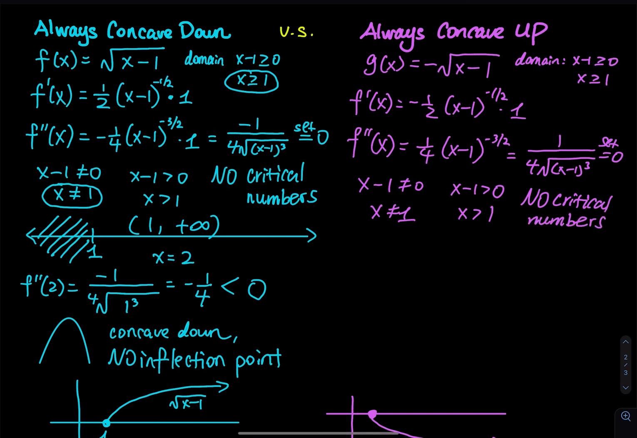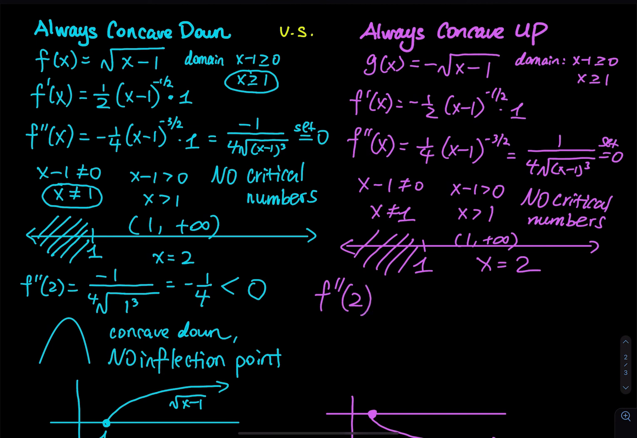So similar to the previous problem, we have a test interval. Let's save some space, so let's push the line a little bit up. So this is 1. And then we block this off because we don't want anything less than 1. So the test interval is from 1 to positive infinity, and our test value is x equals 2. And then f double prime of 2, because we are analyzing the concavity, so you have to ask the double prime.